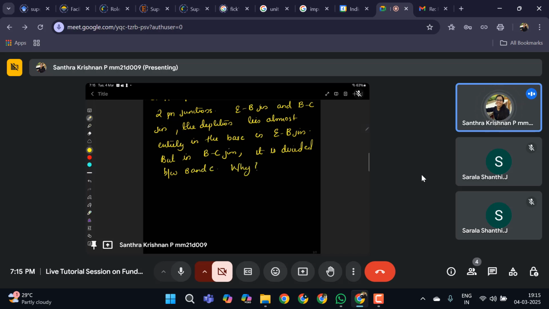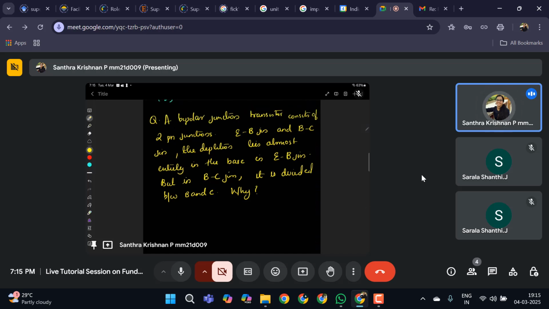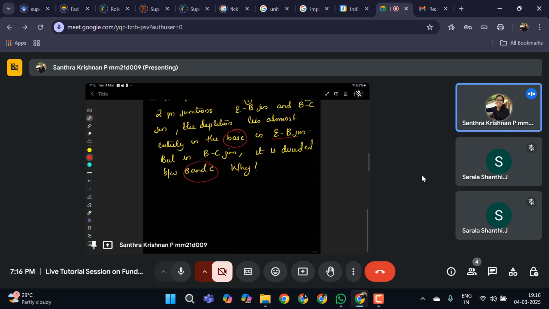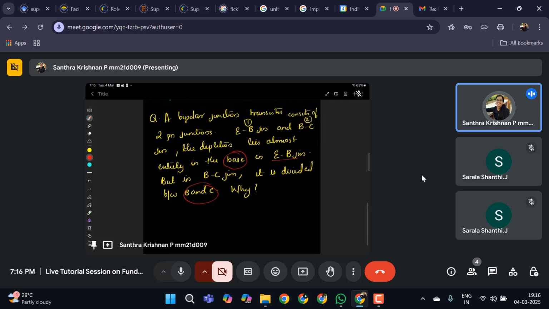Why? That's the question. So basically, a bipolar junction transistor BJT consists of two PN junctions, the emitter base junction and the base collector junction. In the emitter base junction, that is in EB, the depletion region lies entirely in the base. But in case of the base collector junction, the depletion region lies between B and C, that is between the base and collector. So what is the reason for this? You have to answer with respect to doping. What could be a possible reason for this? We had learned in last class what happens to the depletion width when we are increasing or decreasing doping. So based on that you can answer. In the emitter base, the depletion region lies entirely in the base, while in the base collector junction, it is divided. That is, part will be in the base, part will be in the collector. What is the reason for this?